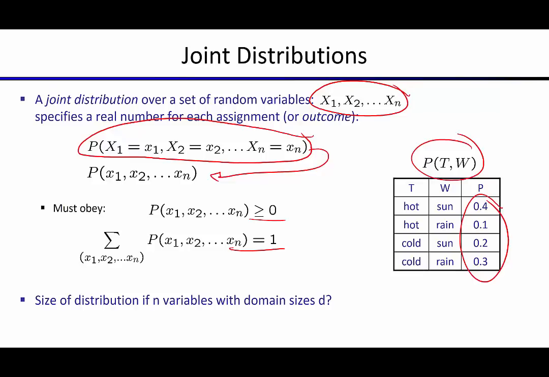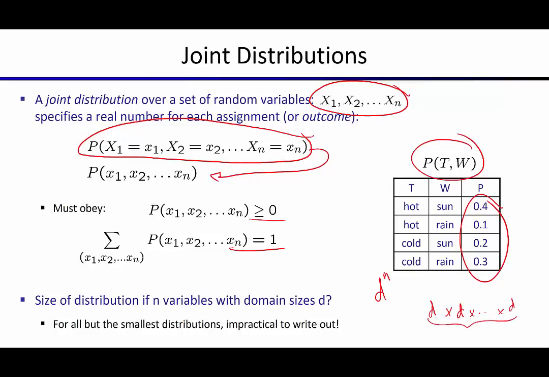Any thoughts? Over there. D to the n. So the suggestion is d to the n. Why d to the n? Well, for the first variable, you can choose out of d values. The next variable, you can choose out of d values, and so forth, until you've chosen a value for all variables, and you've had d to the n choices to make. Okay, or d to the n options to choose from. For example, here we have domains of 2 for each, and so this here is size 2 to the 2.